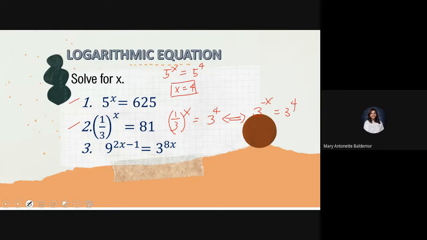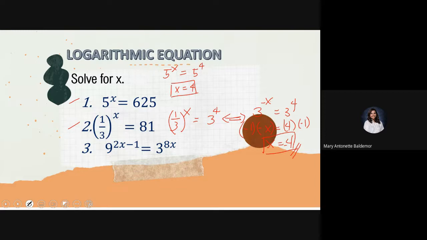So therefore, we can now solve for x, which is negative x is equal to 4. Now multiply both sides by negative 1 to remove the negative sign here. So we get an x that is equal to negative 4. Okay, so for number 2, the x value here is negative 4.